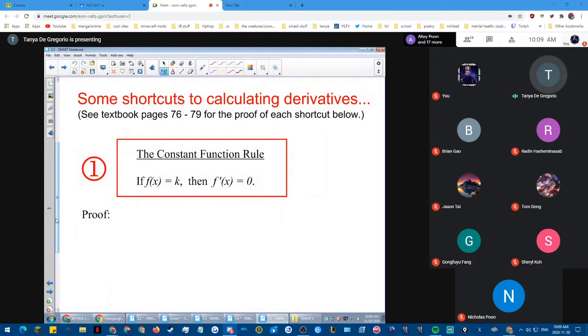Okay, so the first rule I'm going to show you is called the constant function rule. So let's say that you just have a horizontal line, because that's what a constant function is. So I have f of x equals k, just any number, a horizontal line. Then my first derivative will always equal 0. I showed you that in the last example, so let's take a look now at the proof.